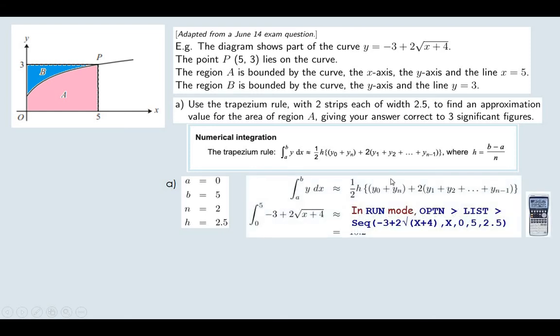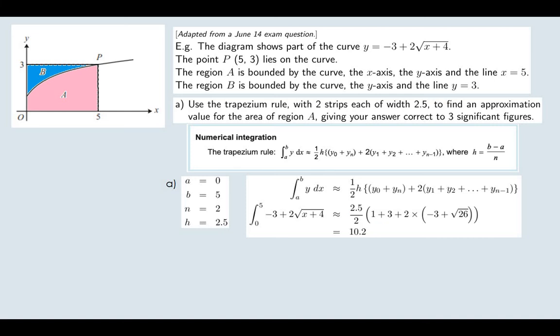Let's quote and substitute into our formula, and then you can use your calculator to make it easier to work out the y values. And you should end up with 10.2. I checked on my calculator, if I do the integral, then it gives me a close answer to that.